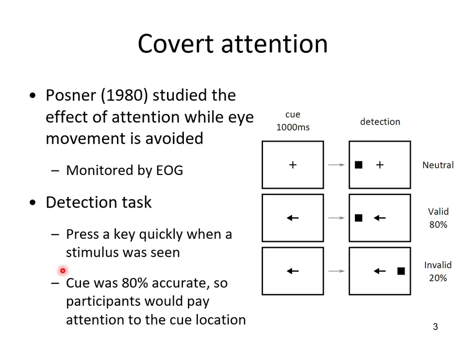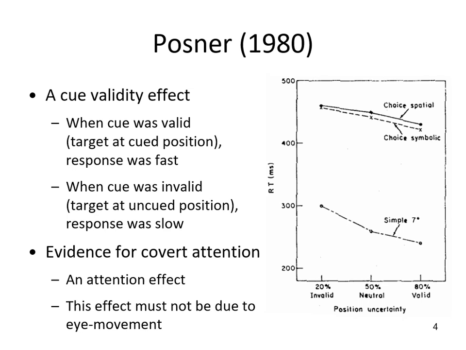You press the key as quickly as possible when you see the target. The cue was 80% accurate, so you have every reason to follow the cue. Now, you cannot move your eyes. Do you still have any attentional benefit? And actually, you have. Here, the y-axis is response time, the x-axis is the validity conditions: valid condition, neutral condition, and invalid condition. If attention has an effect, the valid condition will be the quickest, and the invalid condition will be the slowest, right?